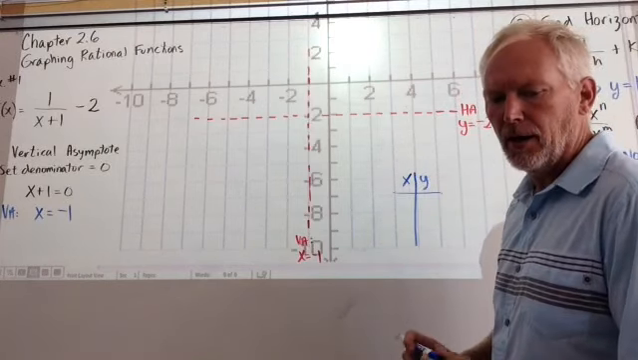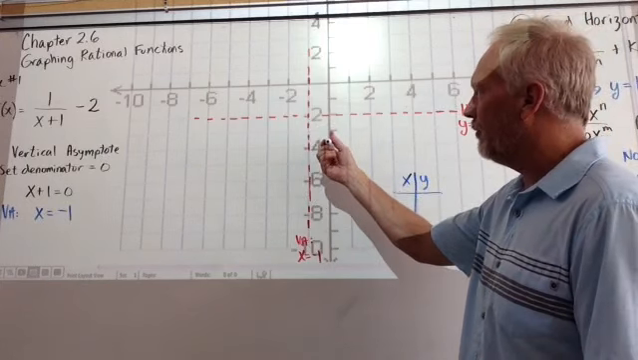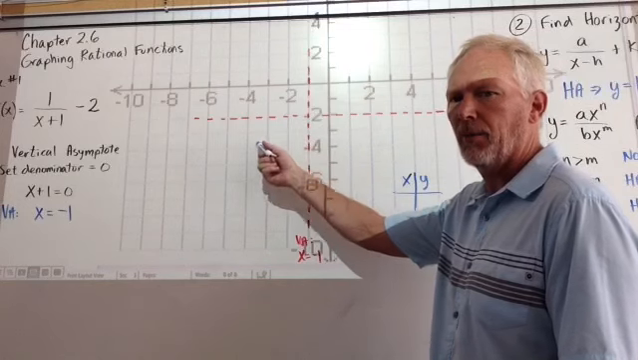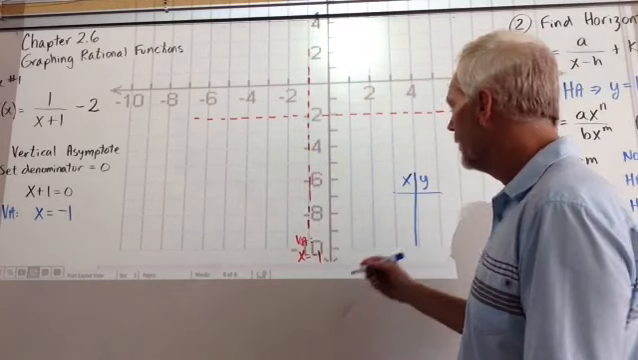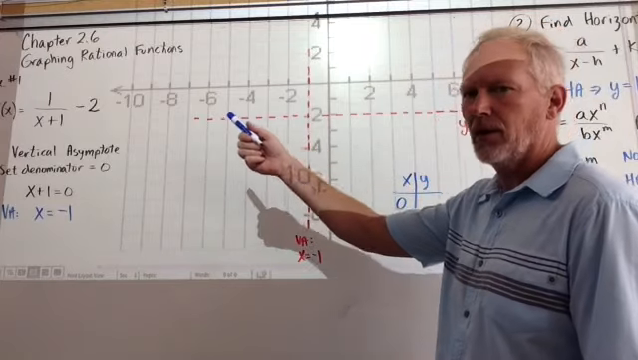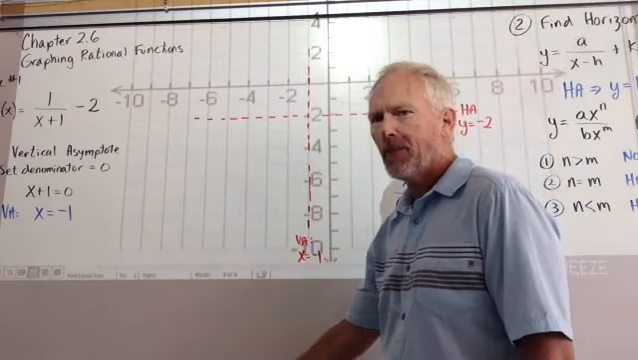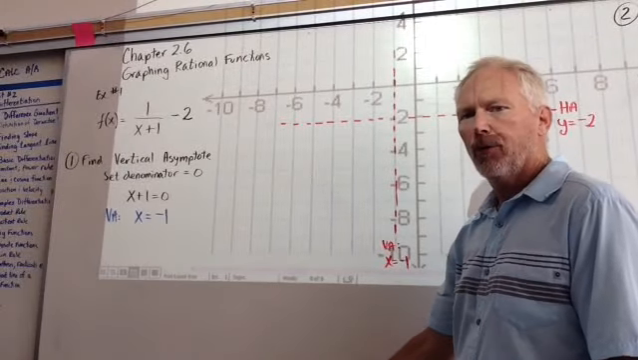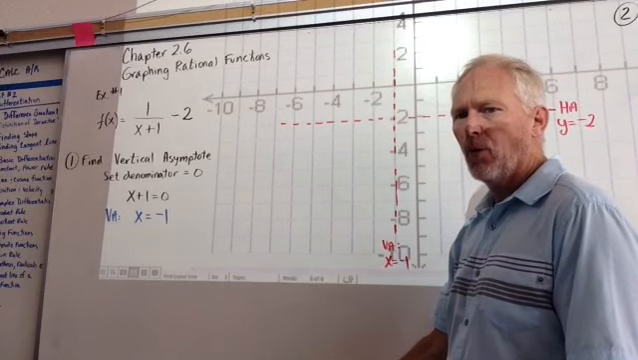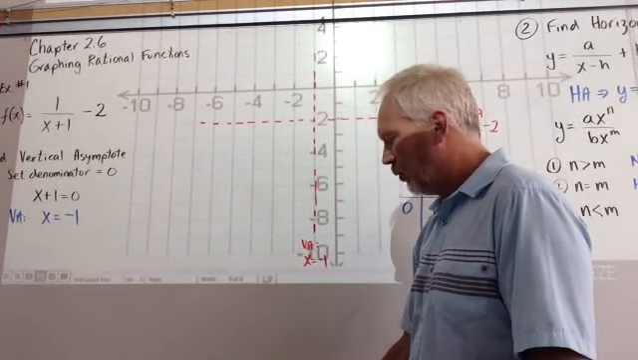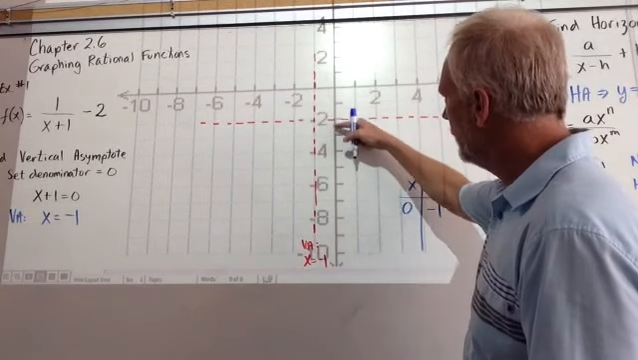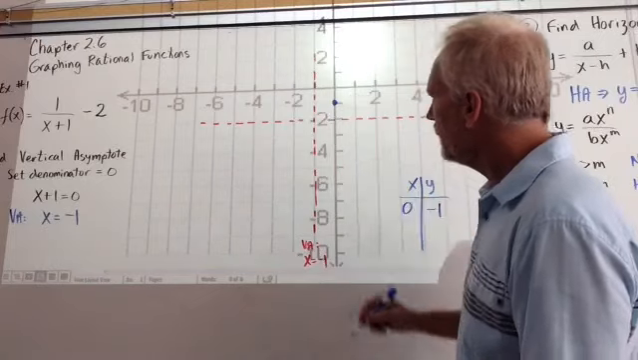I'm looking to find a couple of values to the right of the vertical asymptote, and then a couple of values to the left of the vertical asymptote. So I went ahead and chose 0. If you plug 0 back into the function of 1 over x plus 1 minus 2, you get 1 over 1 minus 2, which would be negative 1. So it's 0, negative 1.